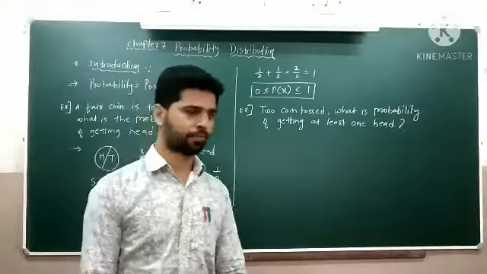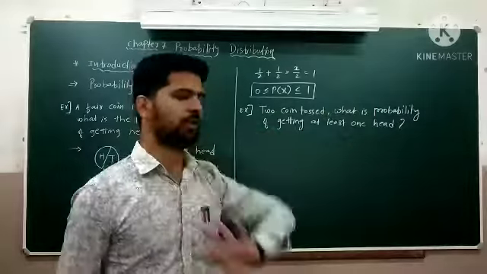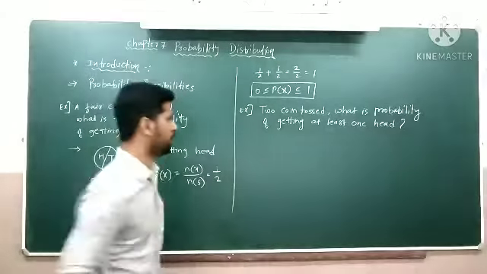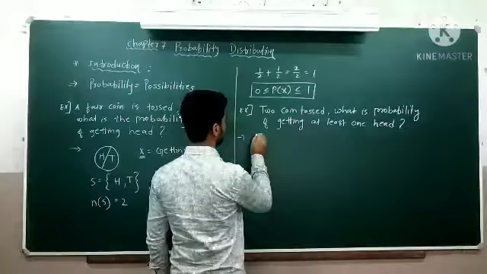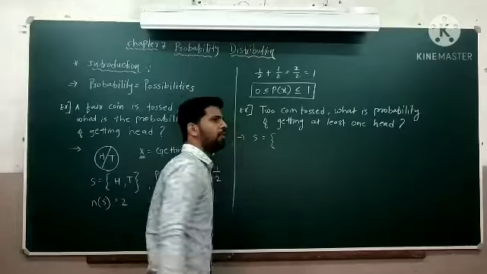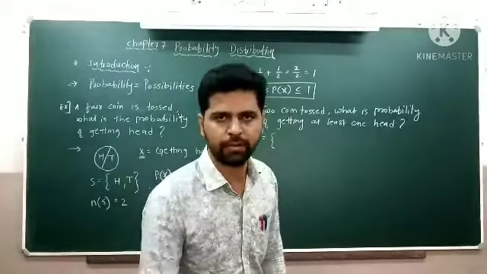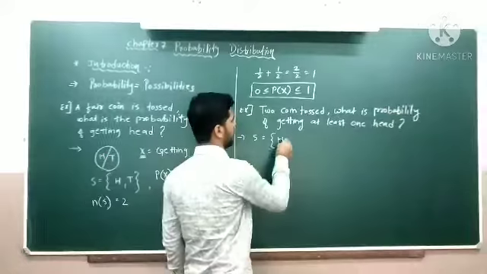What they said? Two coins are tossed. Then what is the probability of getting head? What I'll do, I'll toss 2 coins here. See, if I toss 2 coins at the same time, is it possible I'll get 2 times head? Yes, both coins I am getting head.